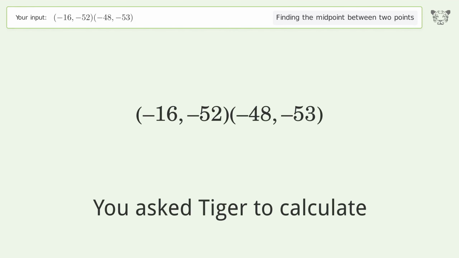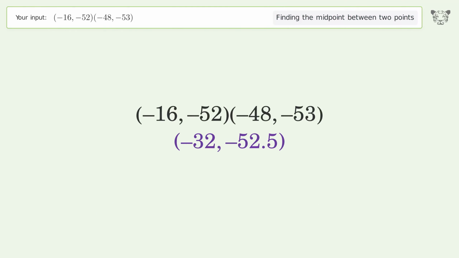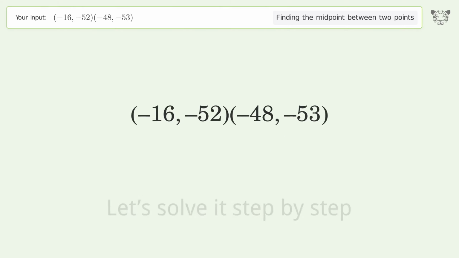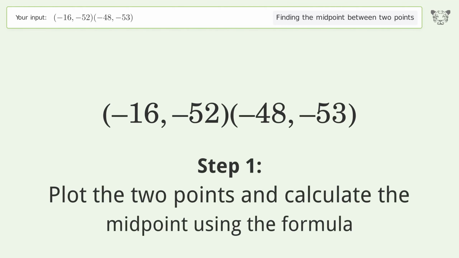You ask Tiger to calculate. This deals with finding the midpoint between 2 points. The midpoint between the 2 points is -32, -52.5. Let's solve it step by step. Plot the 2 points and calculate the midpoint using the formula.